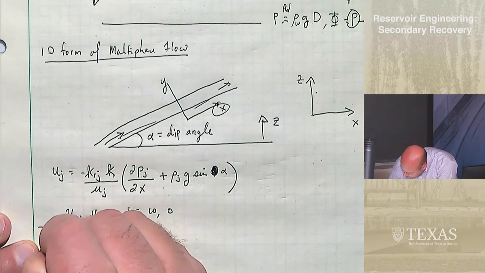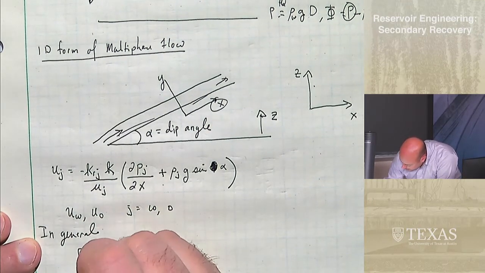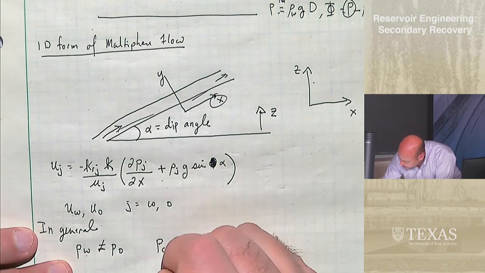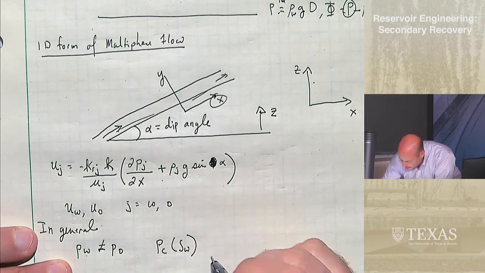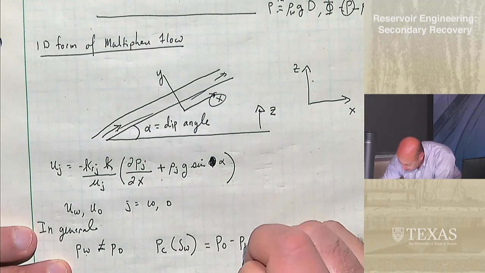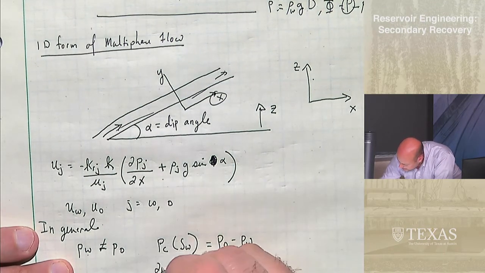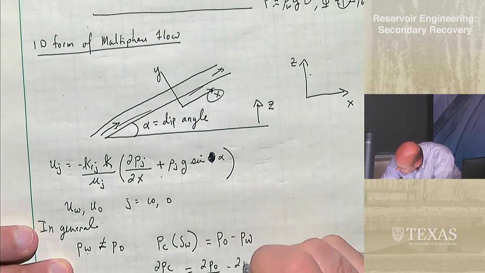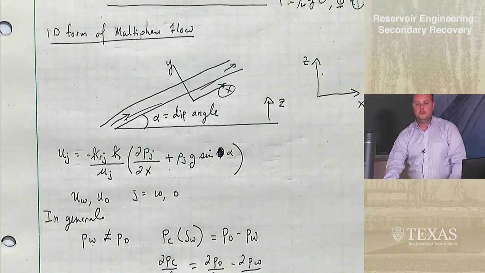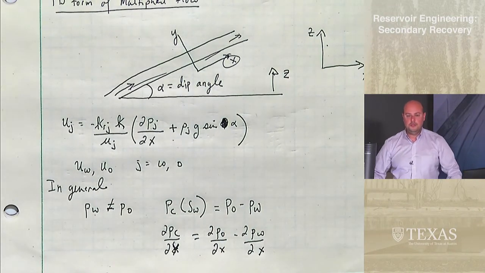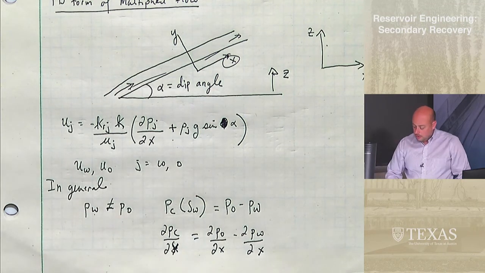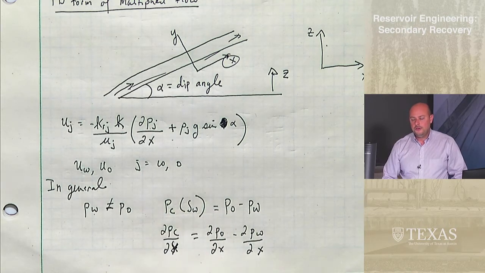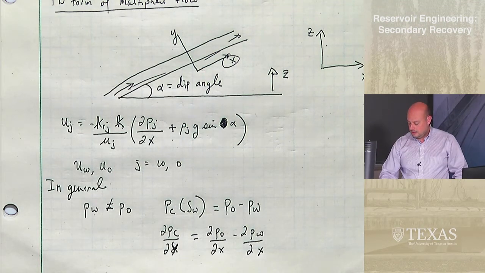So in general, P_w does not equal P_o. That's what we call capillary pressure. So P_c, a function of the water saturation, is equal to P_o minus P_w. And likewise, dP_c/dx is equal to dP_o/dx minus dP_w/dx. I'm just taking the derivatives there. Right? So this is something that you learned in petrophysics with Dr. Sharma, that the water pressure and the oil pressure are in general not equal. Their difference is called the capillary pressure. The capillary pressure is a function of saturation. You can take the derivatives of those as well.